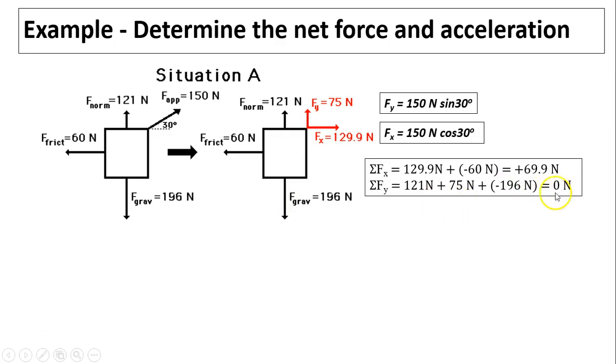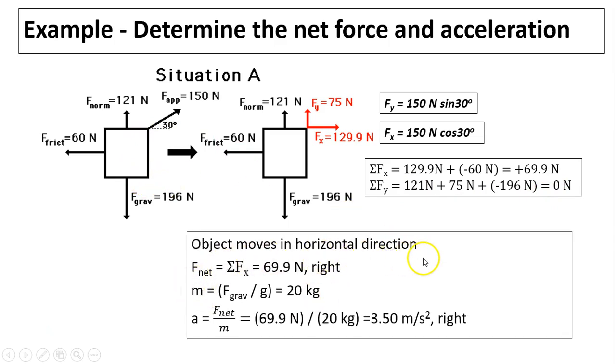What does this tell us? That means this object is moving in a horizontal direction. The object moves in the horizontal direction because in the y direction, it's in equilibrium. So net force has to be equal to the sum of the Fx, which is 69.9 newtons to the right. That is the net force.